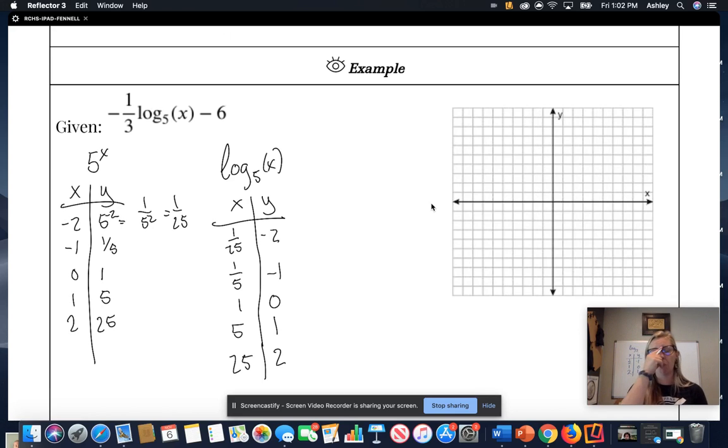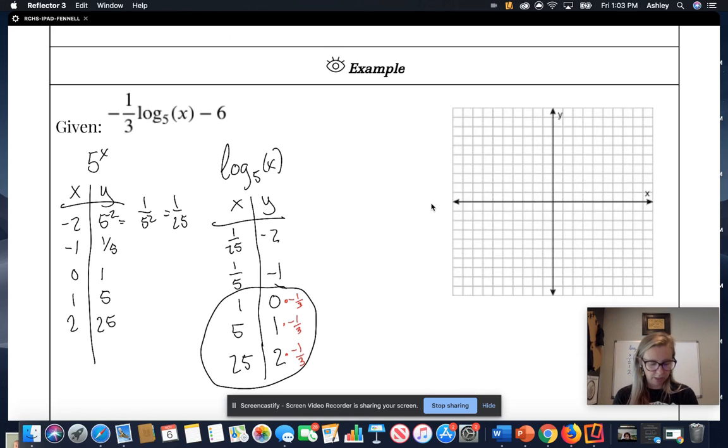We have a -1/3 a value. We have no h transformation here, and we're shifting down 6. I took the liberty of creating my exponential chart and my logarithmic chart just to make our lives slightly easier here. Then remember, next thing we want to do is apply our a transformation to at least 3 points. I'm just going to pick my whole number points down here. So I'm going to apply my a transformation simply by multiplying all of my outputs by -1/3, which will transform all of my outputs by my new a value there.